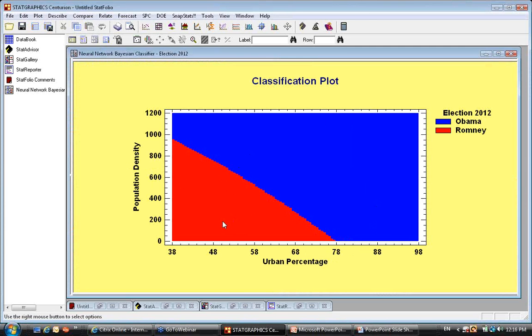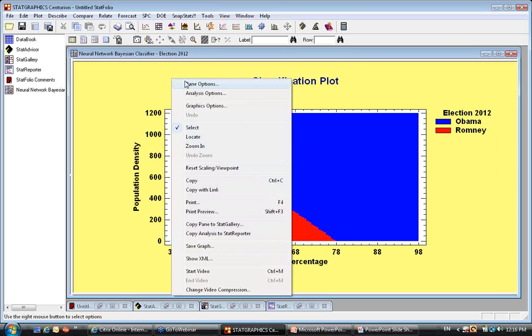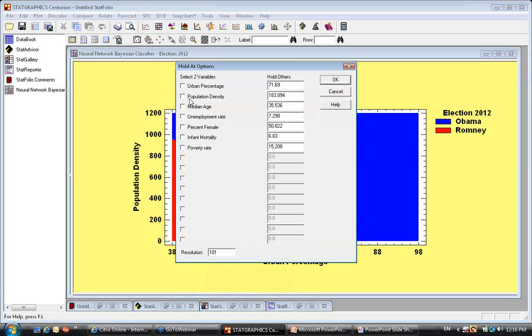Now, it's interesting. The division is actually fairly linear here. It doesn't have to be. We're doing a non-parametric density estimator. But actually, with respect to urban percentage, you can see it's going to classify observations, if they're in the blue region here, as being Obama, and if they're in the red region here, Romney, and a fairly linear boundary between them. If I push the right mouse, go to pane options, try a couple others, though, it's a little less linear. Let me try median age and employment rate instead.